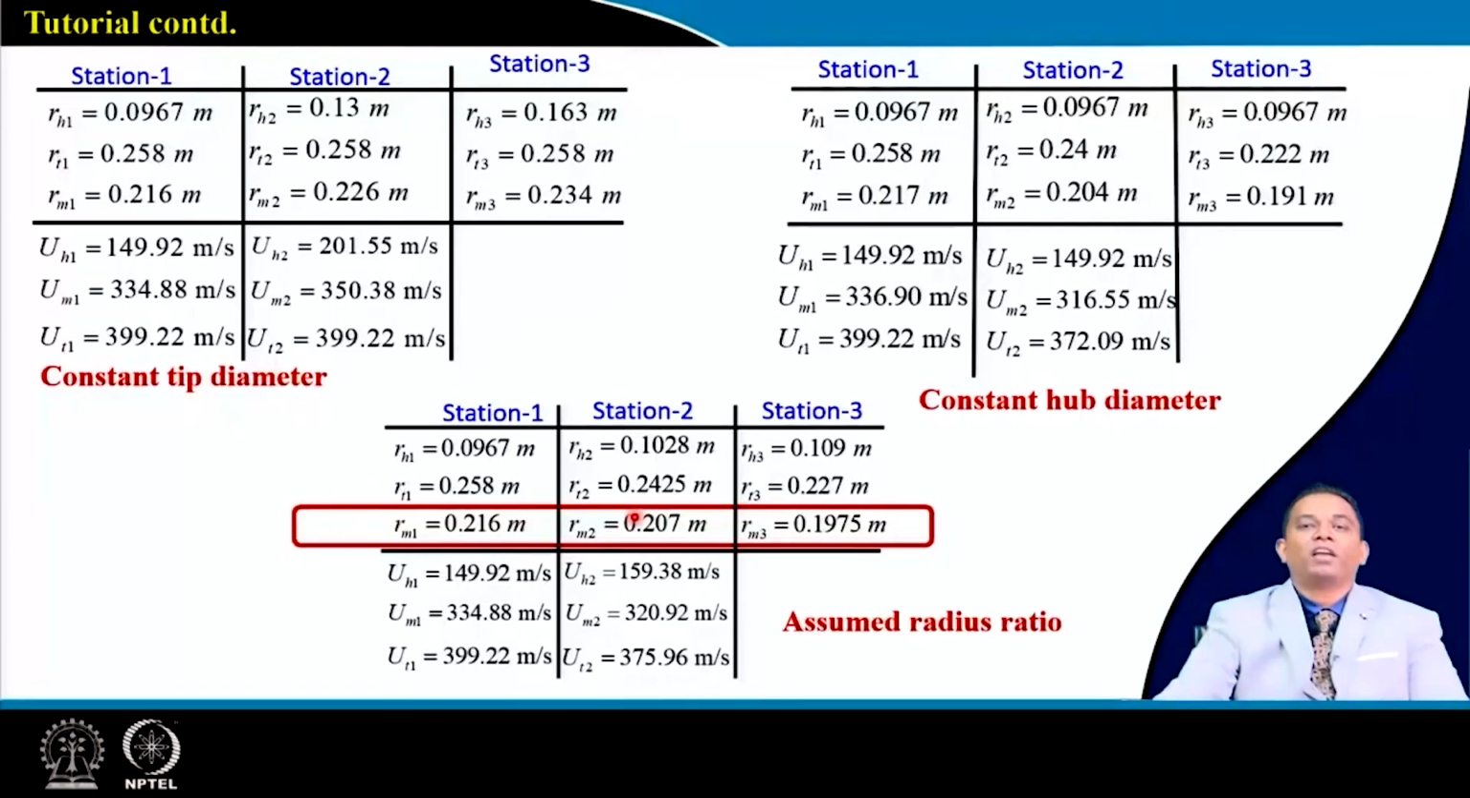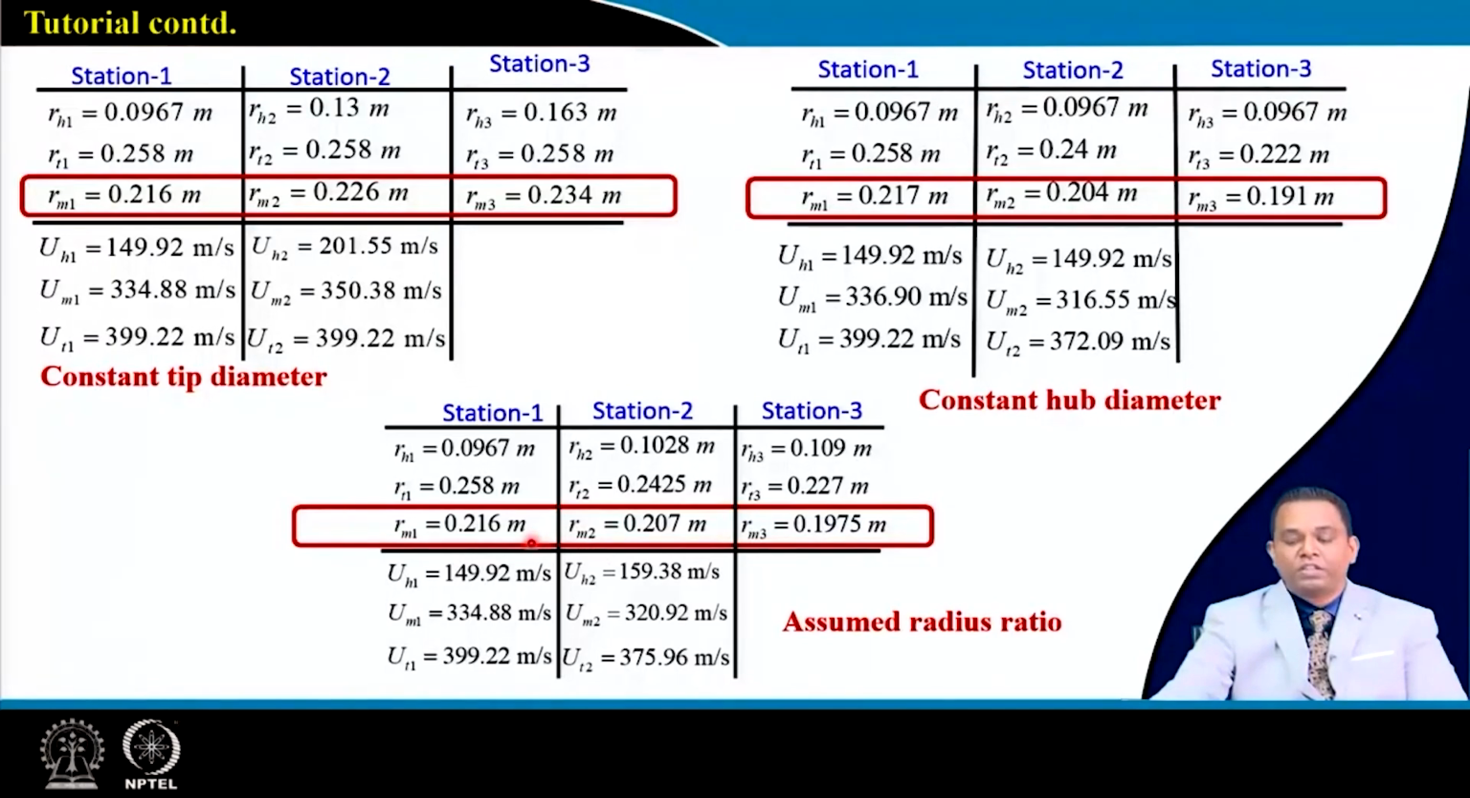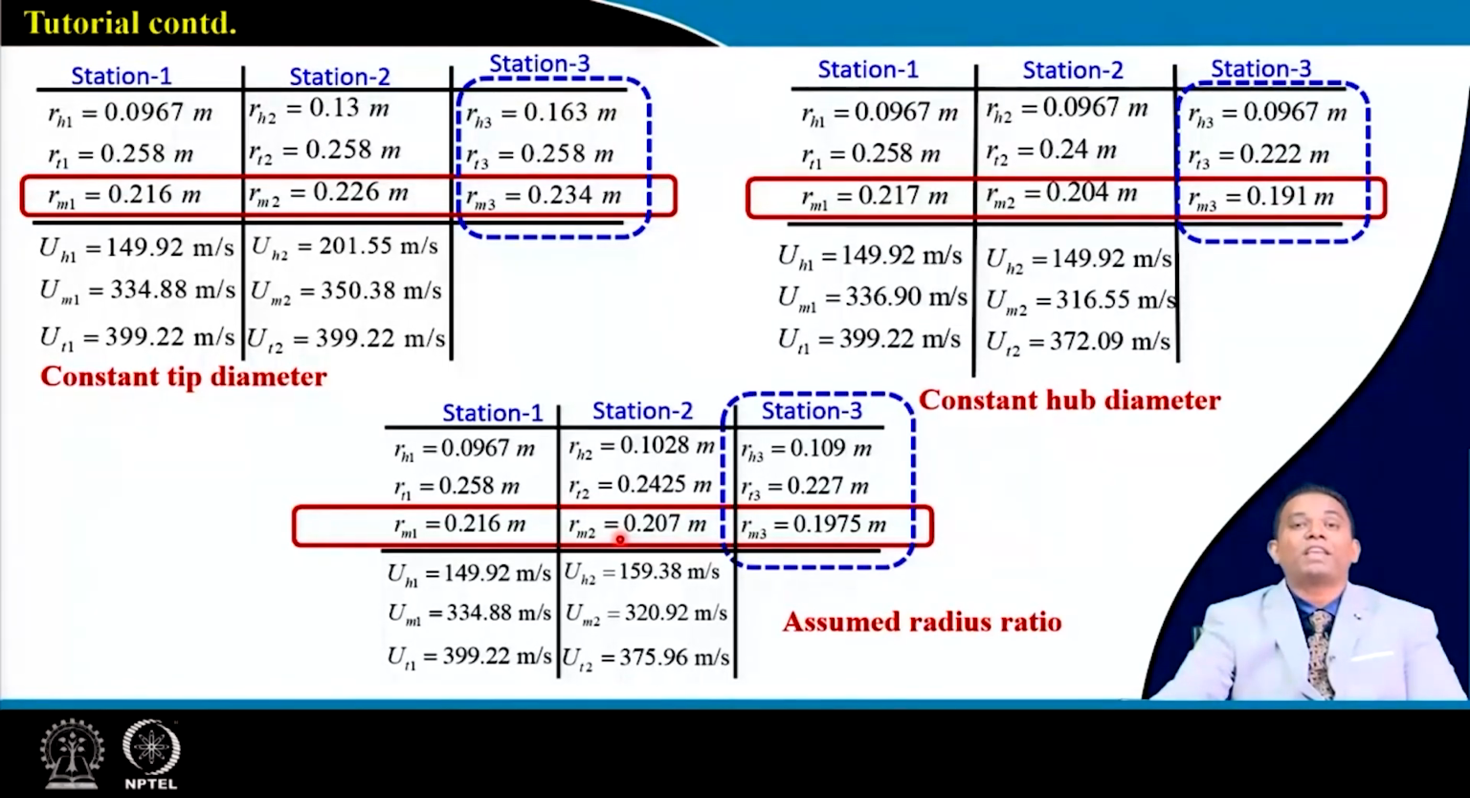Now let's compare. This is the overall scenario for the same compressor which we have designed using a constant tip diameter configuration, a constant hub diameter configuration, and this one represents some assumed radius ratio. Now when we are comparing, this represents my mean station. So if we compare, this indicates my change of mean radius. At the same time, we can compare what is happening at the exit. Now this exit may be fixed by the next coming stage or maybe the next coming duct. We are looking for some kind of management of flow.